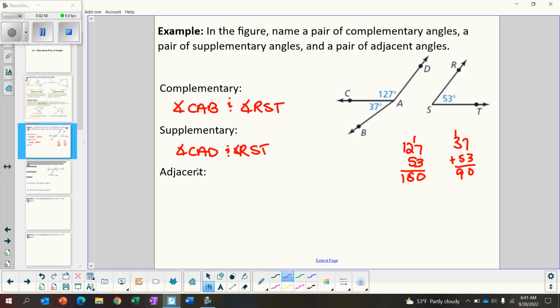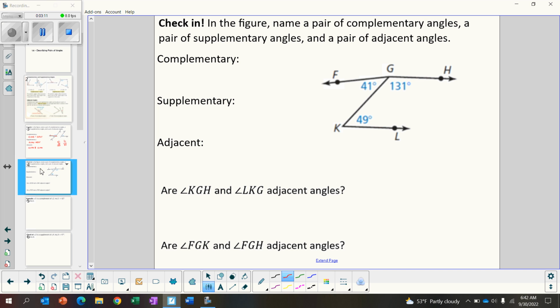Adjacent means they shared a side and a vertex. So the only two angles that I see next to each other are here. They both have vertex A, and they both use side AC. So that's angle CAB and angle CAD. All right, do the check-in, pause it, and when you're ready, play to see your answer.